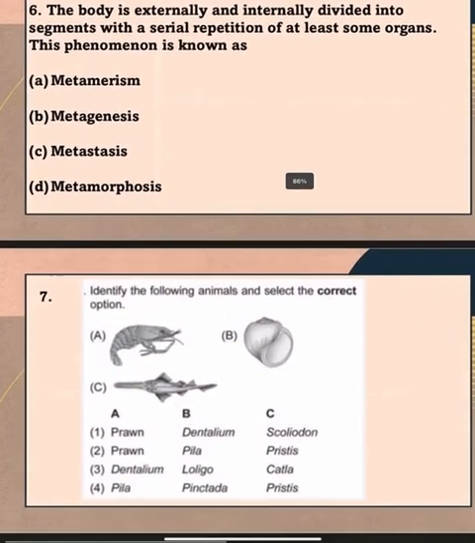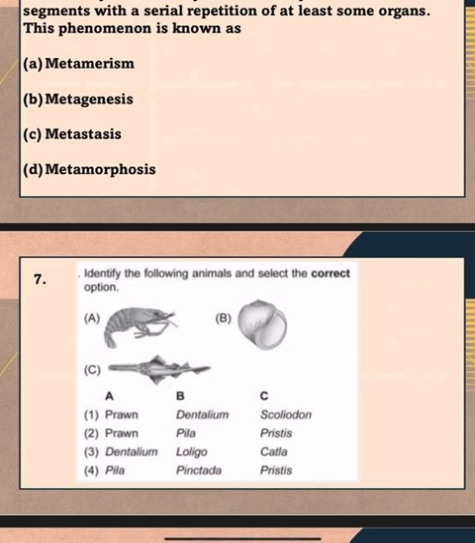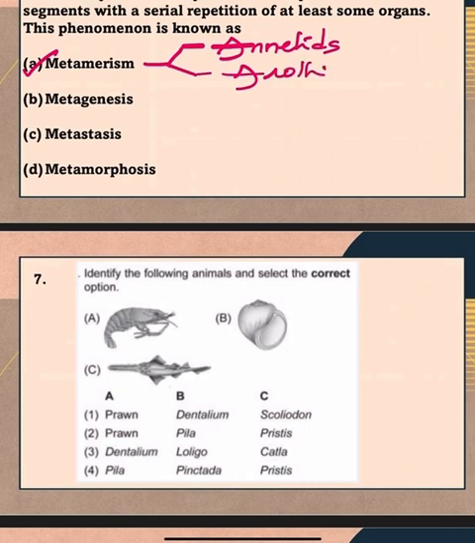And again now we go with this: the body is externally and internally divided into segments with a serial repetition of at least some organs. This phenomenon is known as metamerism, that is the answer. As we have discussed, metamerism can be seen in annelids, arthropods, and chordates.